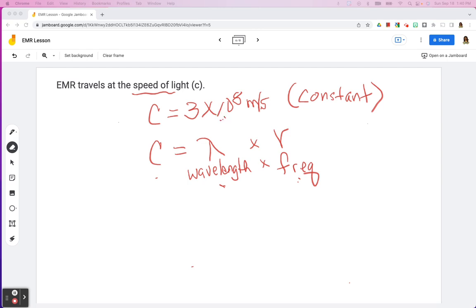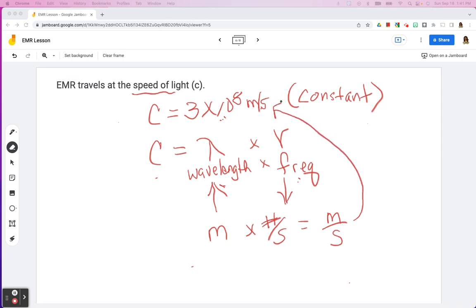So this is what we call an indirect relationship. If one is high, then the other one is low. Okay? And it makes sense. Let's just take a brief look at the units. Wavelength can be measured in meters. Frequency is measured in the number of waves per second. When you multiply the two, you get meters per second, which are the same units as the speed of light. So that's how that comes about.